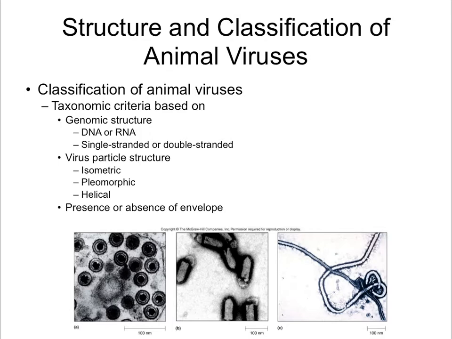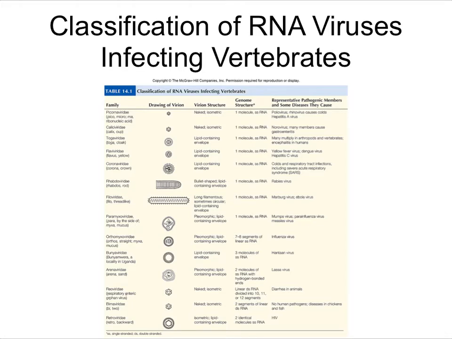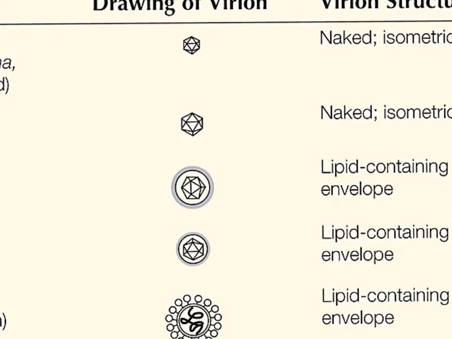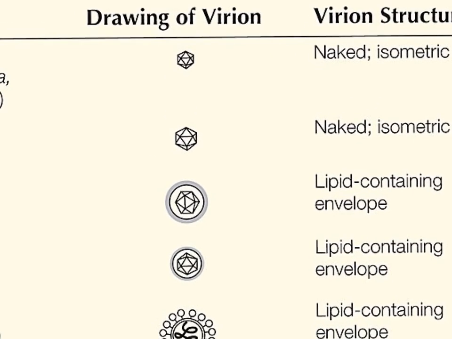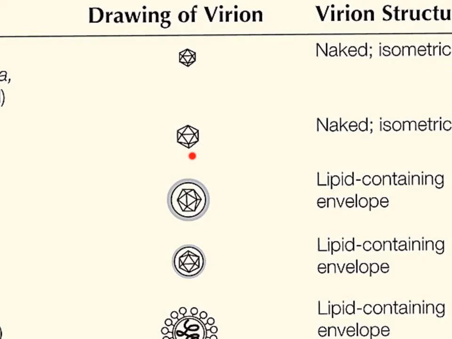So just to give you some examples of the great diversity of viruses that you find that infect animals. Here we have a naked isometric virus. Naked means that it doesn't have an envelope. Isometric means you see this sort of regular shape. If any of you play Dungeons and Dragons, it looks kind of like a 20-sided die. It's a multi-sided structure. It could have 8 sides, it could have 6 sides, it could have 10 sides or 20 sides, but it has a regular number of sides. All the sides basically look the same. That's isometric.